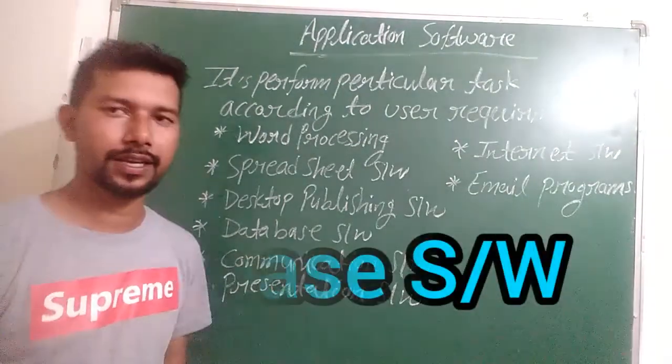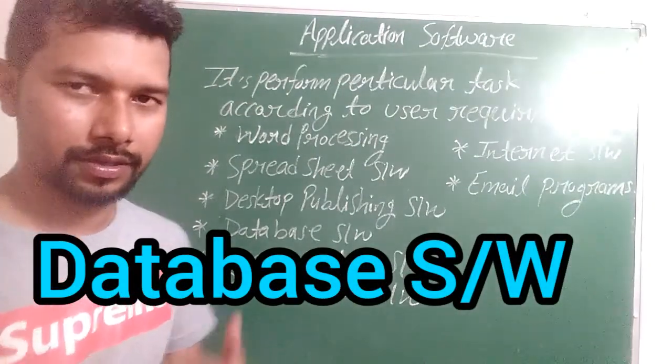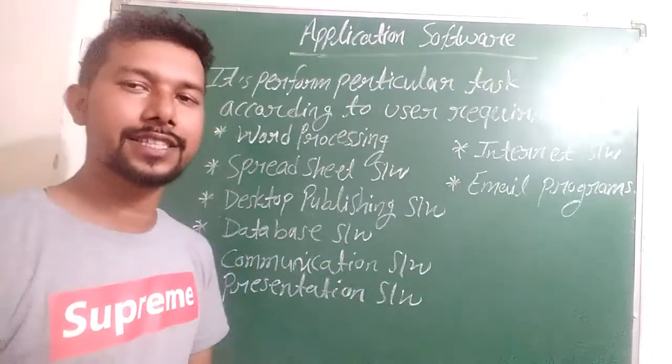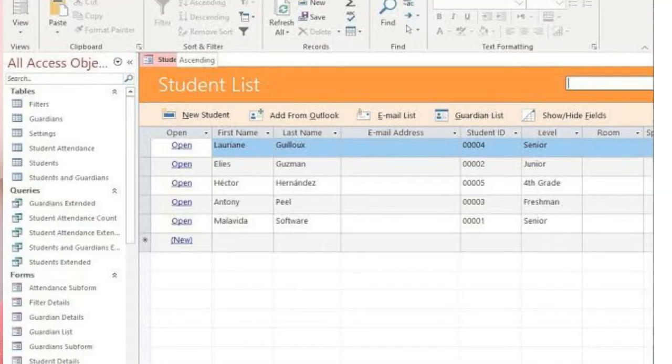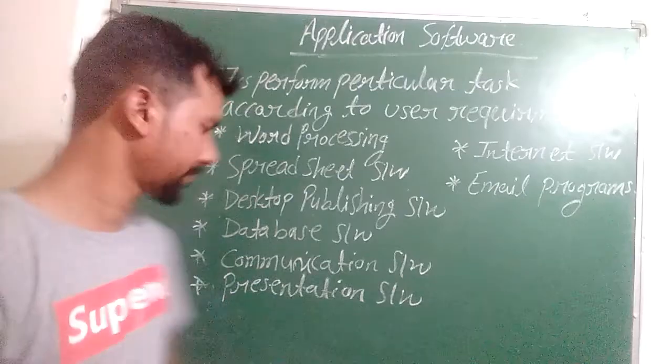Database software. MS Access is an example of database software. In a database, we can make a relationship between two or more data.